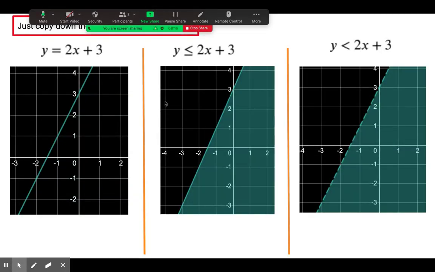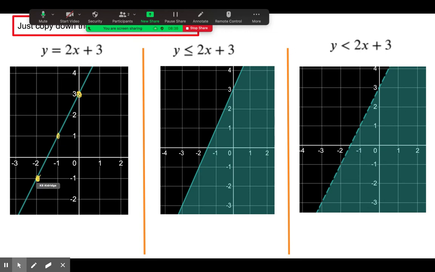For this part, all you need to do is copy down the equation and the graph. Let's look at the first equation: y equals 2x plus 3. So we have a y-intercept of 3, and we have a slope of 2. So we went up 2 over 1, up 2 over 1.